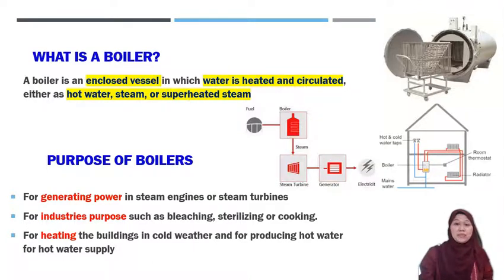Here you can see this one is for the autoclave. They are using the steam to heat up the tools and the equipment. We also use the boiler for generating power, using a steam turbine in the power station, and for industrial purposes such as bleaching, sterilizing, or cooking. So this is part of the sterilizing activity.